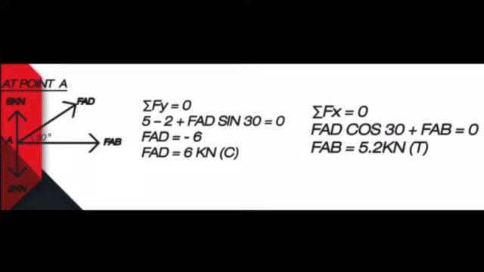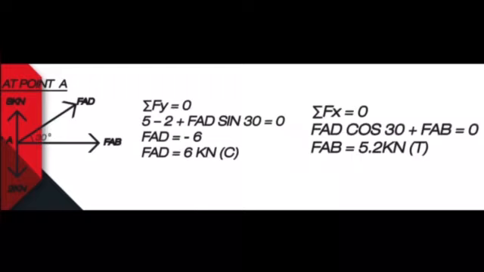The first point will be point A. This is the free body diagram at point A. We assume all the forces are going outwards. As you can see, there are two unknown variables, FAB and FAD, and two known forces, which are 5 kN and 2 kN. To resolve these unknowns, we need to use the equations of equilibrium, which are summation of Fx equals 0 and summation of Fy equals 0.